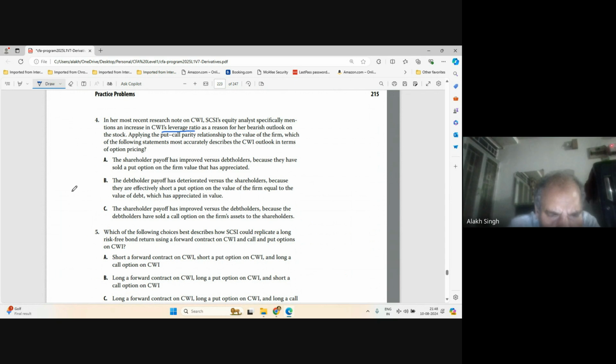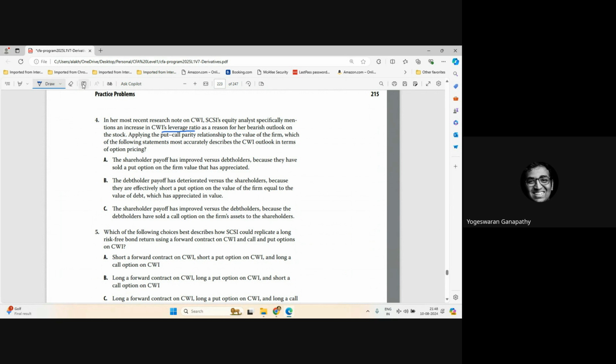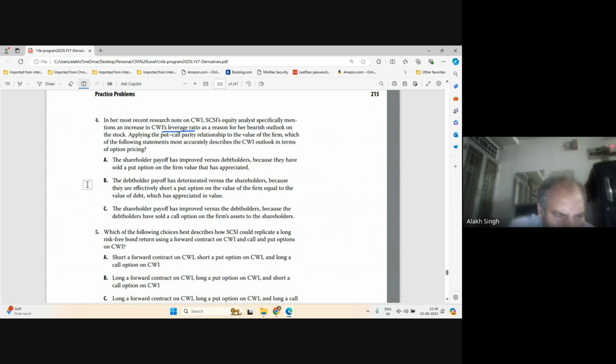Yeah, this looks correct, because debt holders have sold a short put option and it has gone down, so their payoff has deteriorated. Let's read C as well. The shareholder payoff has improved versus the debt holders. No, sir, so everybody's payoff has decreased. Okay, so B.